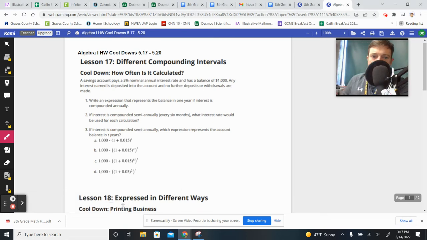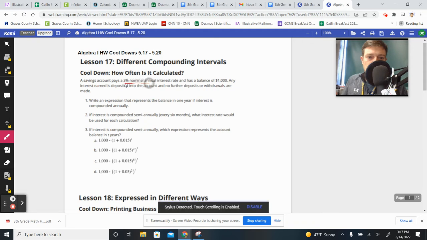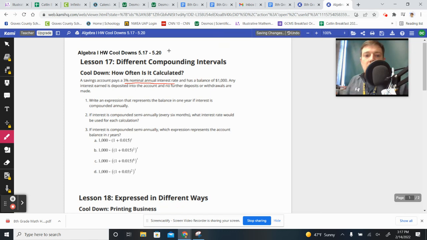We're looking at lesson 17 here where we're compounding different intervals of loans or bank accounts, savings accounts, that kind of stuff. And we've got a savings account that pays 3%. Now, this is important here. They tell you a really important word. They use nominal. So if it's a nominal annual interest rate, they're telling you that over the course of that year, 3% is what's coming out.